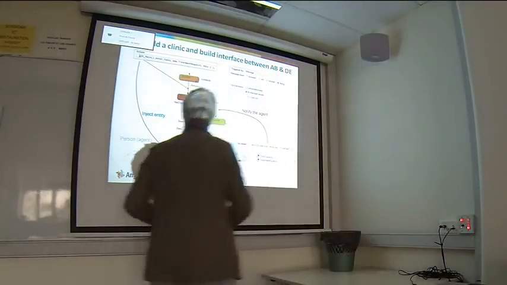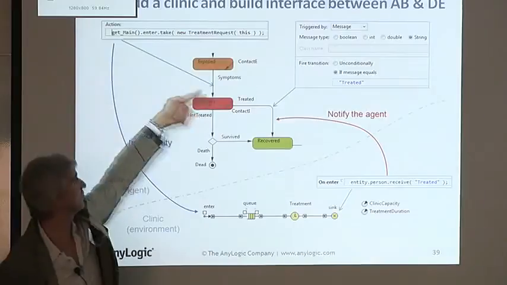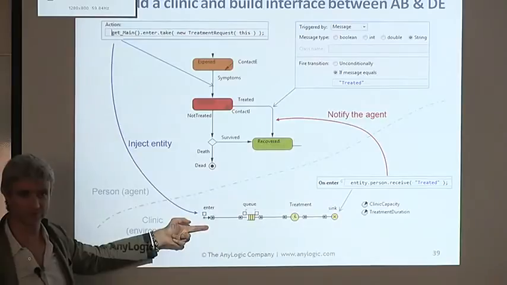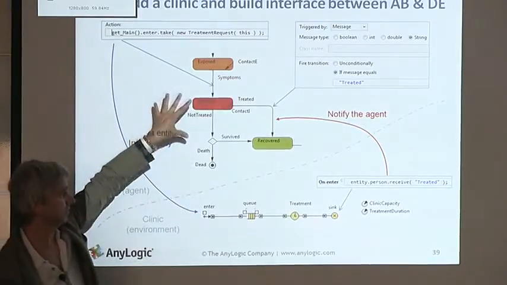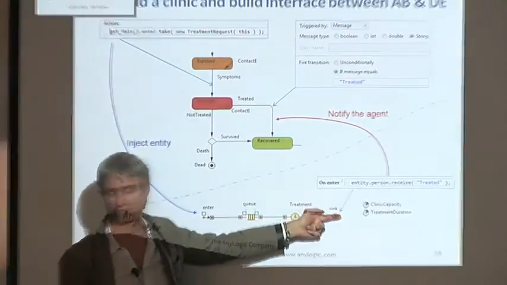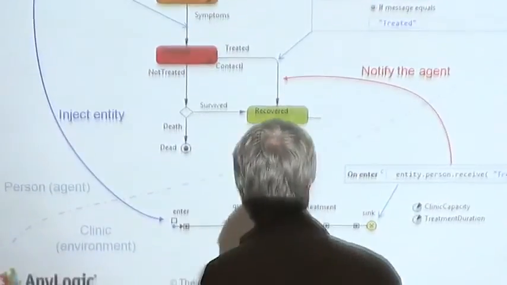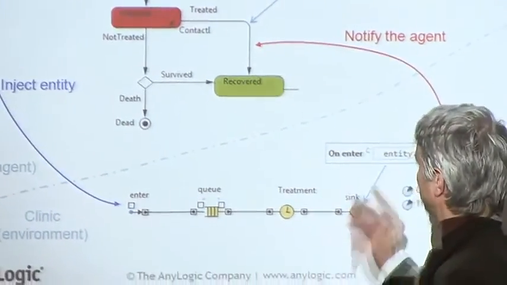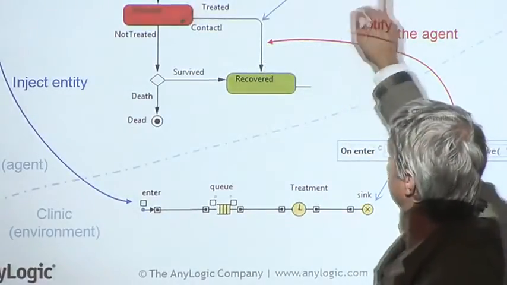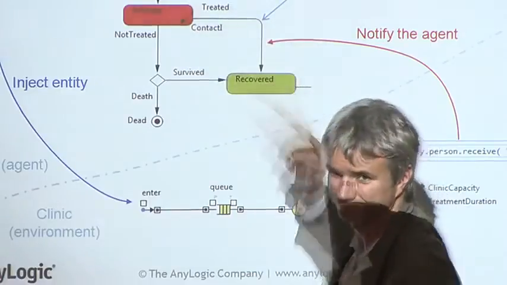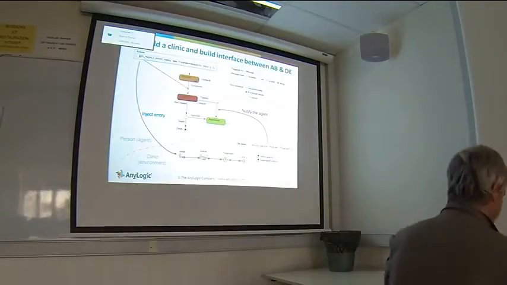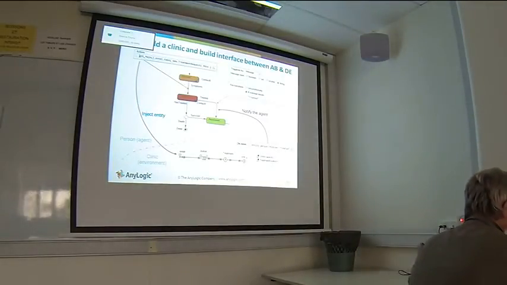So when the person discovers symptoms, he will inject an entity into the flowchart, and that entity will carry, let's say, the reference to the patient. When the person gets treated, he will, here in sync, notify the agent by sending him the message treated, which will trigger the transition. This is a very simple link between the two modeling paradigms here.